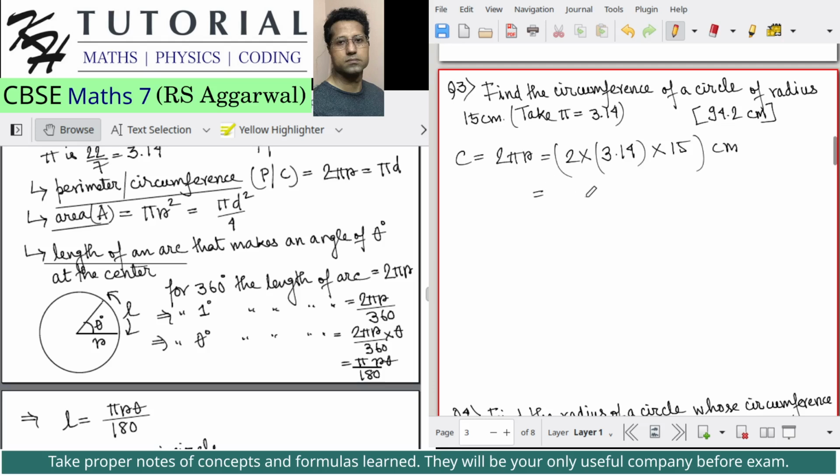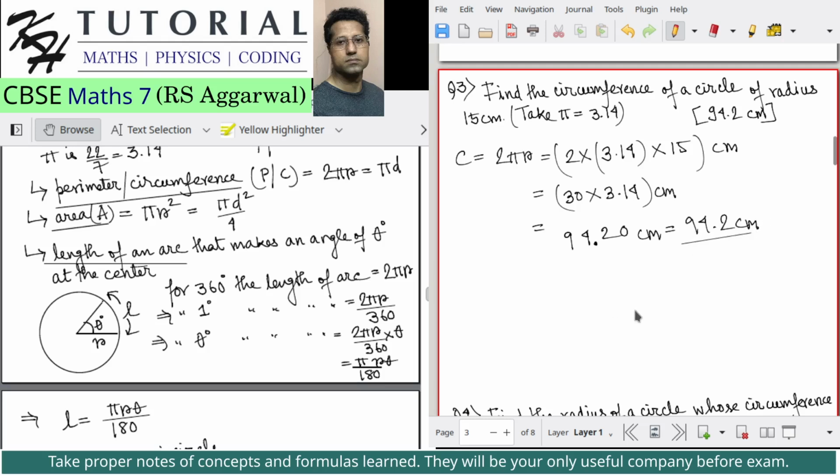Now this is equal to 15 multiplied by 2 is 30, multiplied by 3.14 centimeter. And this is equal to 314 multiplied by 3 is 942, and we have 0, and we have to put the decimal point 2 digits from the right. So this is equal to 94.2 centimeter.